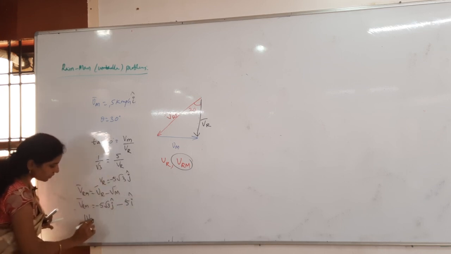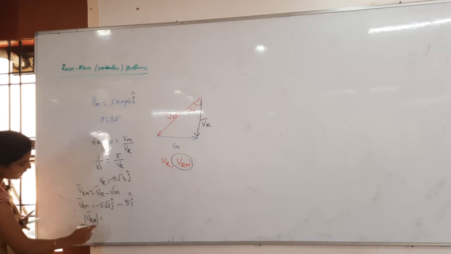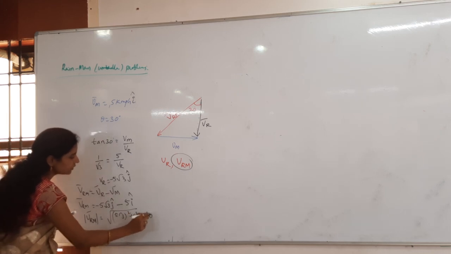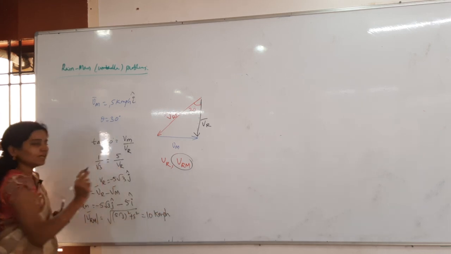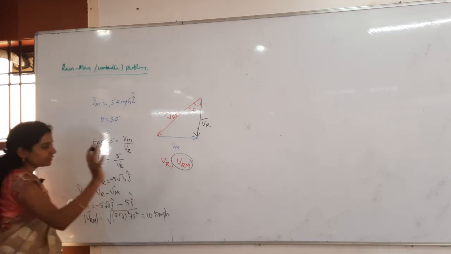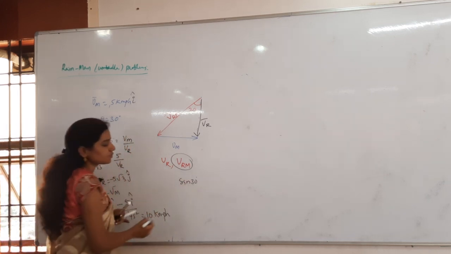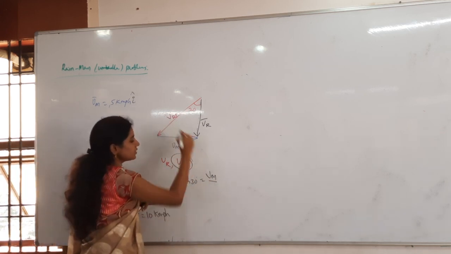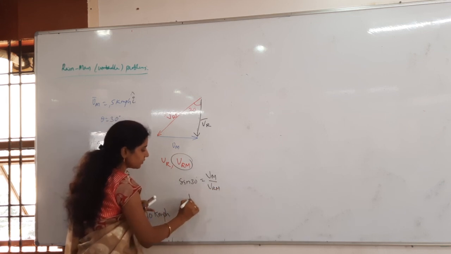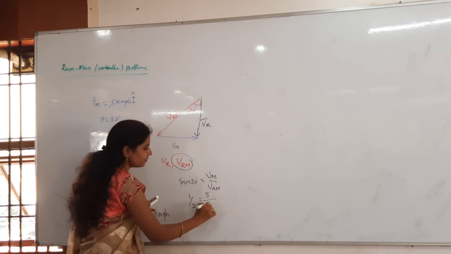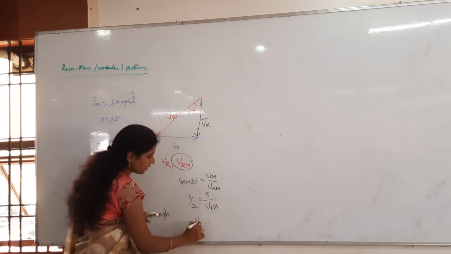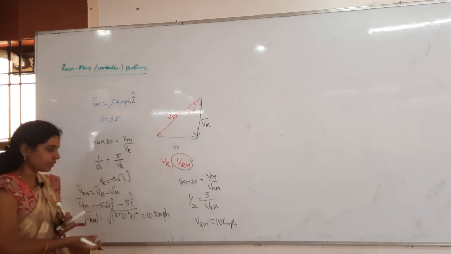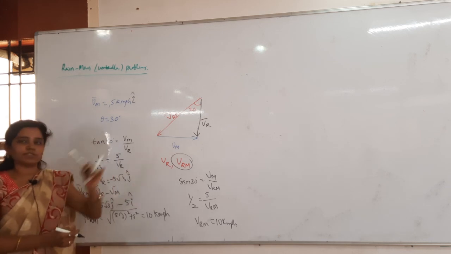The magnitude of Vrm is how much? The magnitude of Vrm is the square root of 5 root 3 whole square plus 5 square. Then what will you get? 10 kilometers per hour. Otherwise, I will tell one more method. Take sin 30. Sin 30 is equal to, what is the formula? Opposite by hypotenuse. Opposite is how much? Vm. Hypotenuse is how much? Vrm. Then sin 30 is how much? 1 by 2 is equal to Vm, which is 5, over Vrm, which you have to find out. Then Vrm is equal to 10. Directly we got the answer. Clear? Any method you can follow. You can either follow the relative velocity formula, otherwise directly with angles only you can follow.